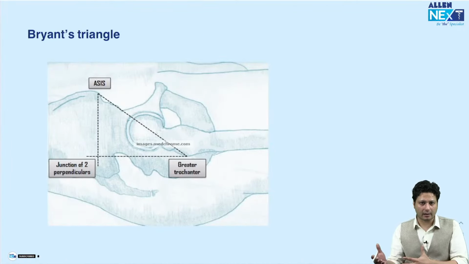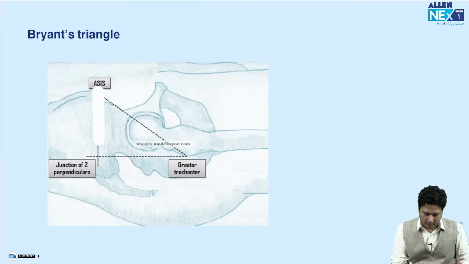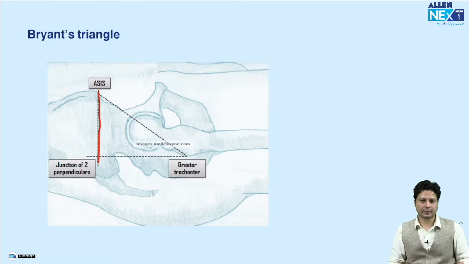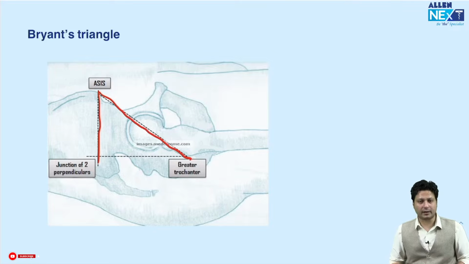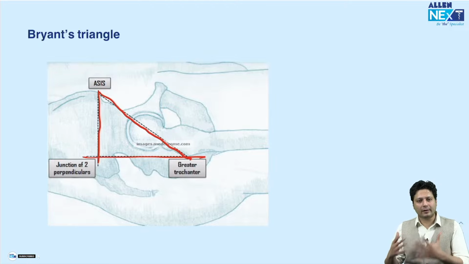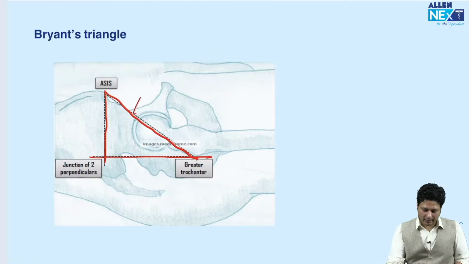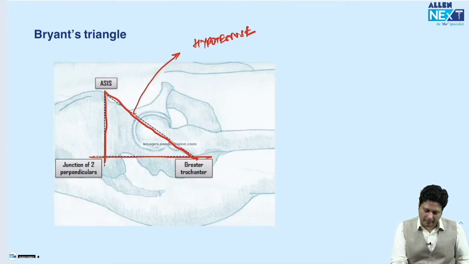Then is the Bryant triangle. Now, for Bryant triangle, three lines are to be constructed. One of the lines is dropped from the ASIS down to the bed. Second is a line connecting the ASIS and the tip of the greater trochanter. All right. And the third is the line connecting the perpendicular. So, we are left with three different lines. One is the hypotenuse, then second is the perpendicular, and the third one is the base.